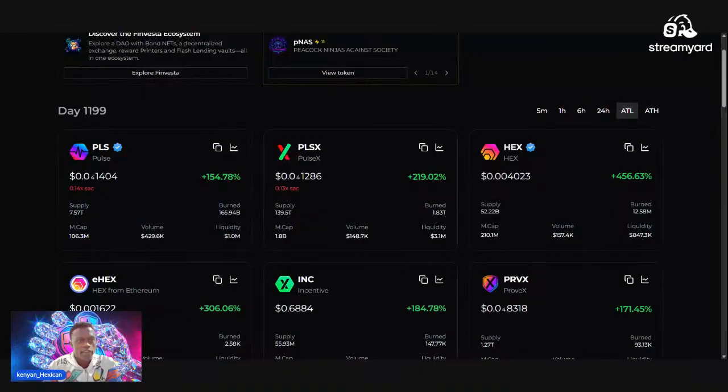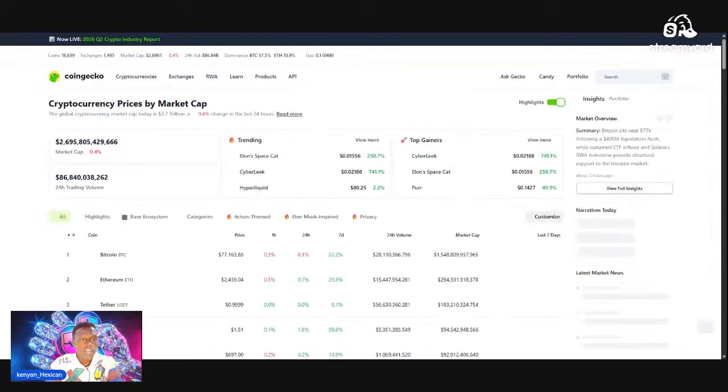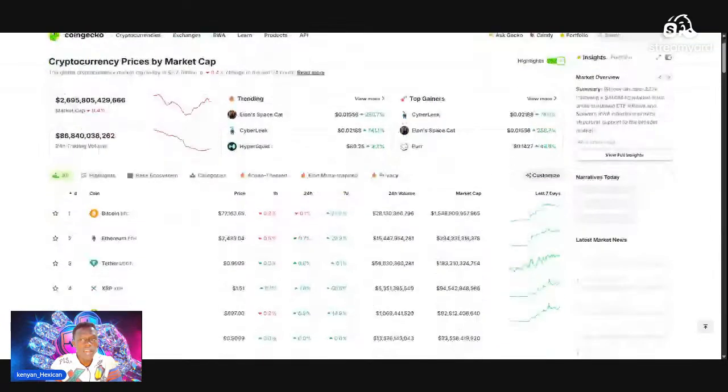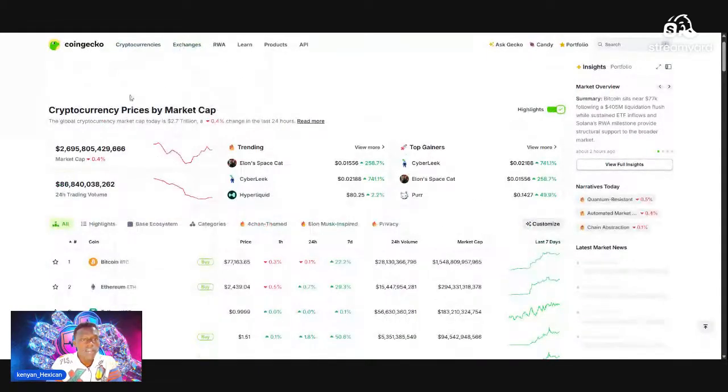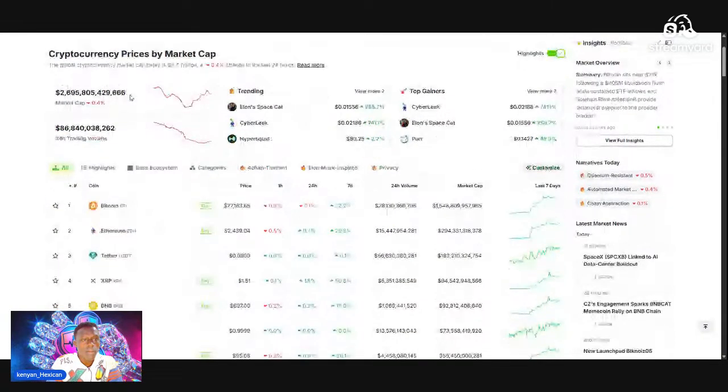Now that is a brief introduction of what is happening in the market right now. Now again, we are going to look at CoinGecko. This is another price analytics chart for cryptocurrencies. Okay, now this is CoinGecko. You are able to see the cryptocurrencies by their market cap here. And for instance, this is the global market cap.